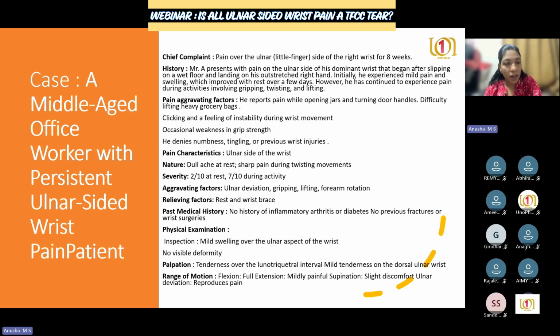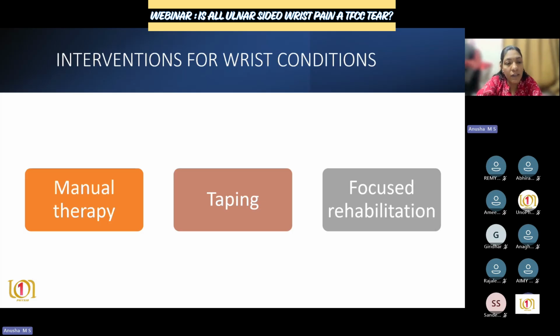So hope you understood. Now we are going to the interventions for wrist conditions. Again, it's a big topic, how we intervene in these cases. For TFCC and ligament instability conditions, the major things I do are to load the area in a progressive manner, mobilize the structure with manual therapy, and sometimes protect the structure with taping. Lunotriquetral injury is something I used to see very commonly, so I use specific taping to protect that area in the early phase of rehab.